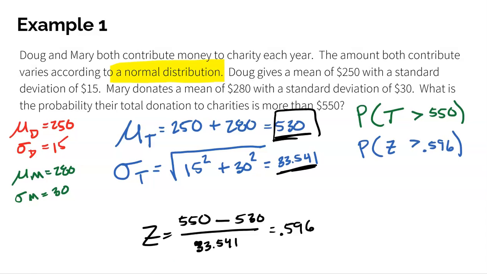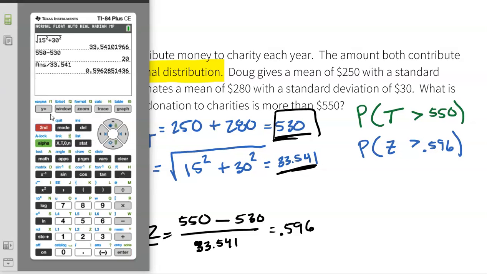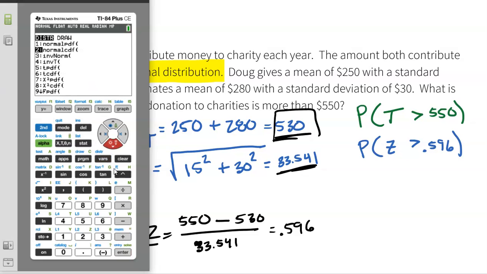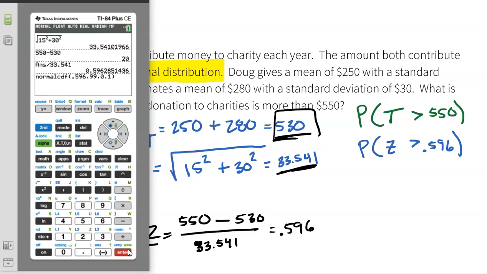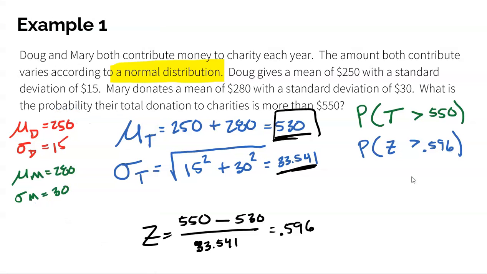And that's where I could use the normal function on my calculator. Second vars gets to my distribution list. Normal CDF is the normal function. We want to go 0.596 as my lower to a greater value of infinity, which I'll use 99. So 0.596 is my lower, and I'm going higher, higher, higher than that, which would be technically towards infinity. So I'm just going to use a 99 there. And I get 0.276.